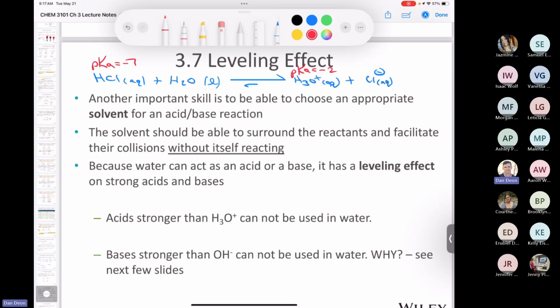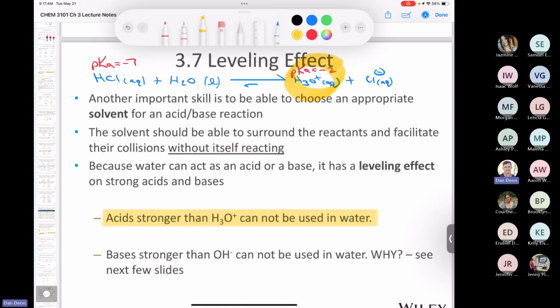So I'll describe it to you in more detail in just a second. But the bottom line, for something like the example I'm showing you, is this: acids that are stronger than hydronium cannot be used in water. Well, they can be. You can actually use an acid stronger than hydronium in water, but you have to know that what you're actually going to have in solution will be hydronium ions, because the equilibrium is going to lie to the side of the weaker acid.